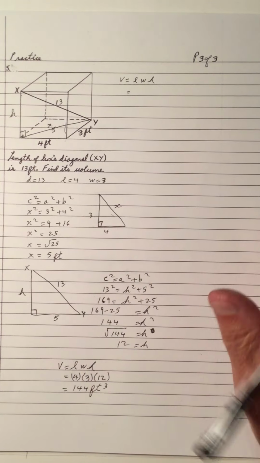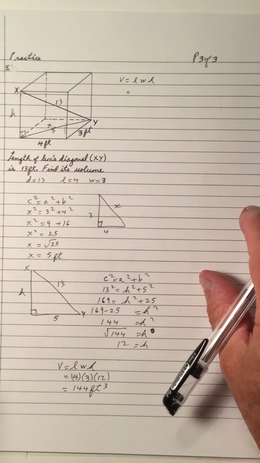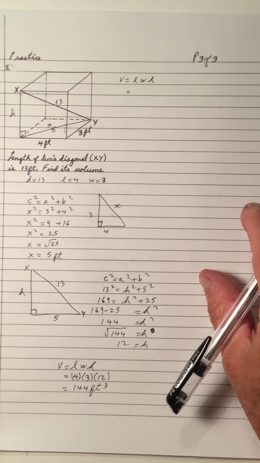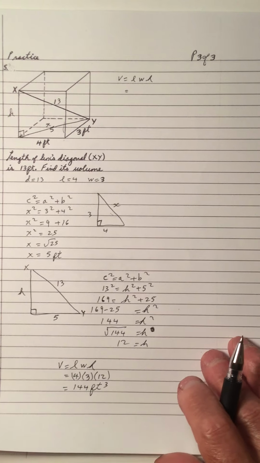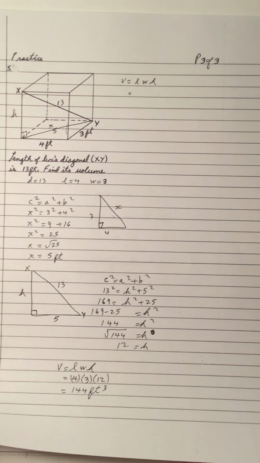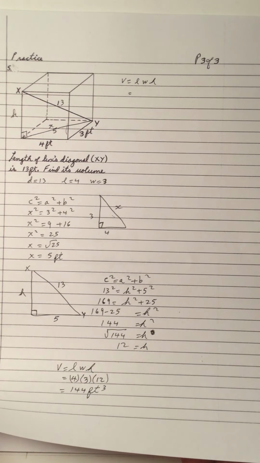But this time I had the long diagonal in there. And we had to do the Pythagorean theorem. Notice I emphasized the Pythagorean quite often. And that's finding the volume of a rectangular prism box.